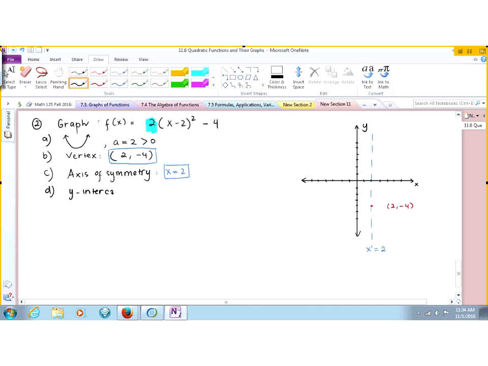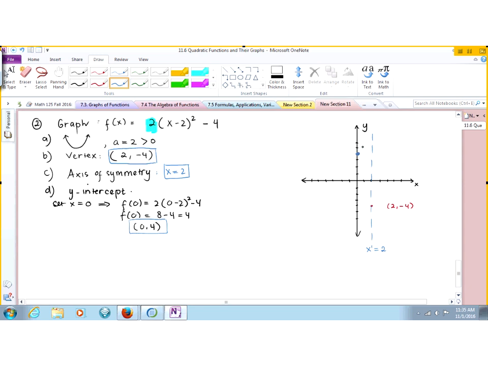What's next? X-intercept, y-intercept? Y-intercept? All right. How do I find the y-intercept? Set x equal to 0. So f of 0 is equal to 2 times (0 minus 2) squared minus 4. So this is 2 times 4, 8 minus 4, which is 4. So (0, 4). Right?